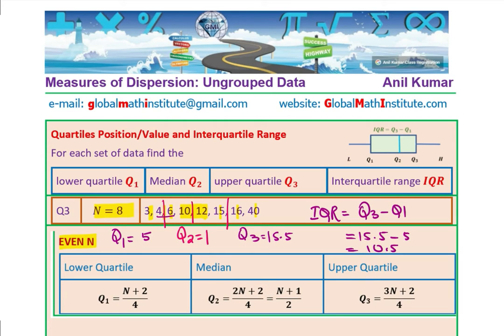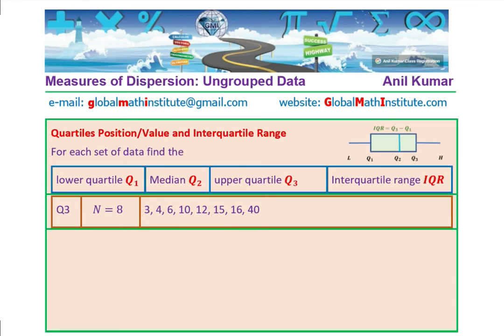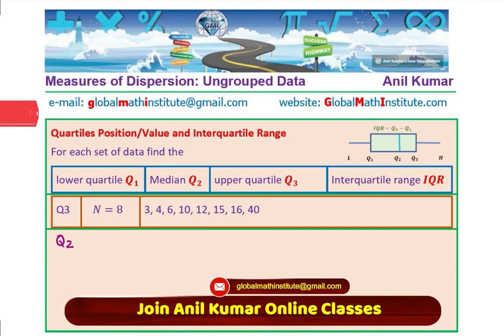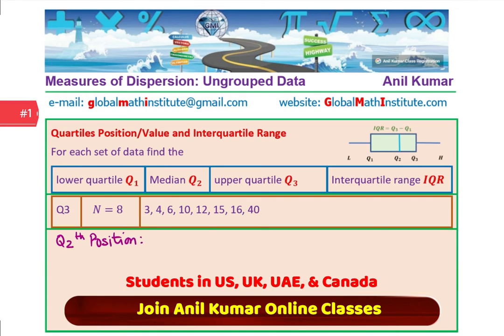As you can see, Q2 formula is same. However, for Q1 and Q3, we are slightly different: n plus 2 divided by 4 and 3n plus 2 divided by 4. Perfect. So let's use the formula and then figure out the answer, right? So for Q2, the formula is same. We are trying to find the position, right? Q2th position. Let me write down to summarize what we are exactly doing.